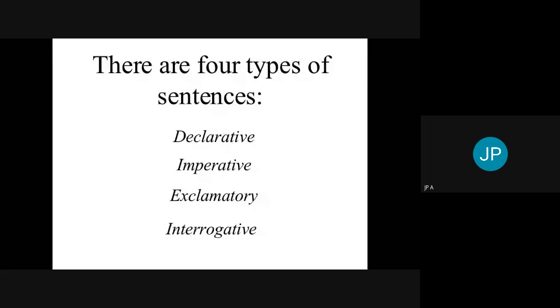For example, when you are happy or when you win something, you say hurray. That is an exclamatory word. So when you have an exclamatory word, you put an exclamatory mark also. But even without an exclamatory mark, you can identify by the kind of words that are used. So that's an exclamatory sentence. And the fourth type of sentence is called an interrogative sentence.